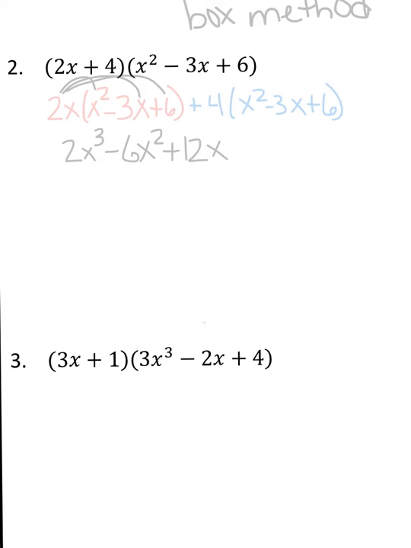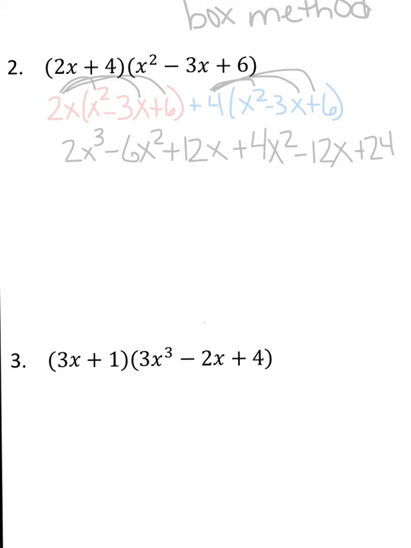So let's do this over here. Same thing over here. So we have 4. So 4 times 1x squared is 4x squared. And then we got 4 times negative 3x. So 4 times negative 3 is negative 12x. And then we have 4 times 6, which is a positive 24. So there we go. So now we have 2x to the power of 3 minus 6x squared plus 12x plus 4x squared minus 12x plus 24.